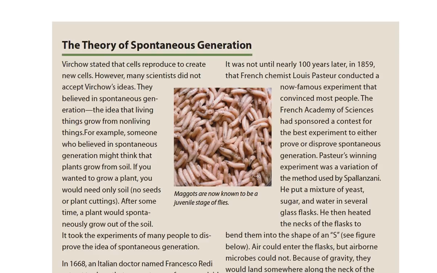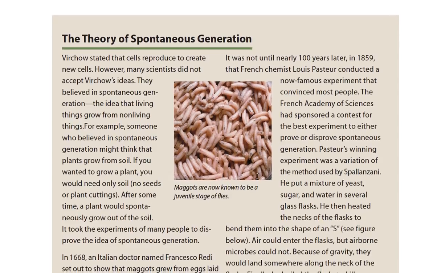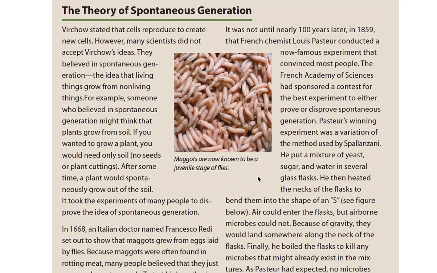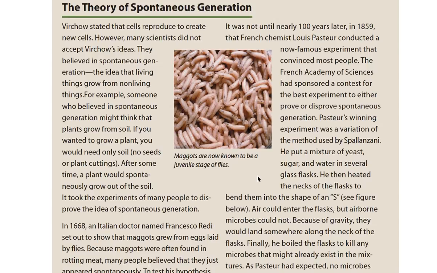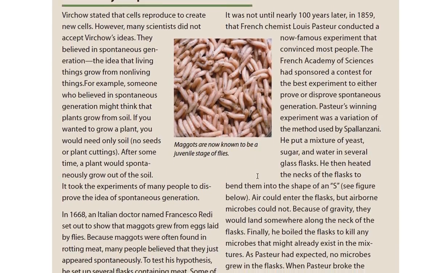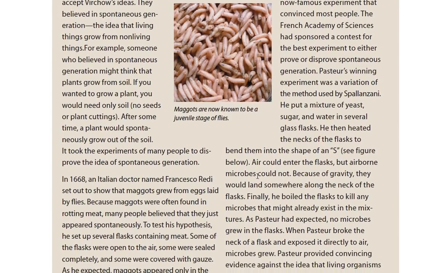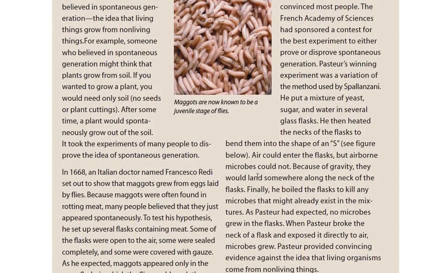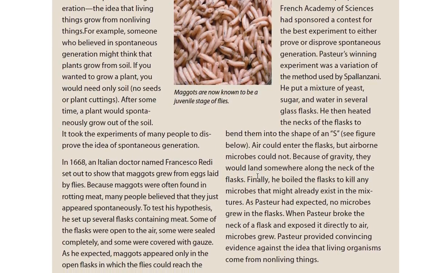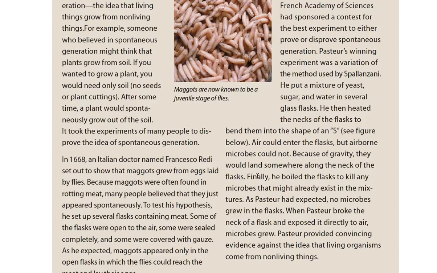nearly 100 years later, in 1859, that French chemist Louis Pasteur conducted a now famous experiment that convinced most people. The French Academy of Sciences had sponsored a contest for the best experiment to either prove or disprove spontaneous generation. Pasteur's winning experiment was a variation of the method used by Spallanzani. He put a mixture of yeast, sugar, and water in several glass flasks. He heated the necks of the flasks to bend them into the shape of an S. Air could enter the flask, but airborne microbes could not. Because of gravity, they would land somewhere along the neck of the flasks.